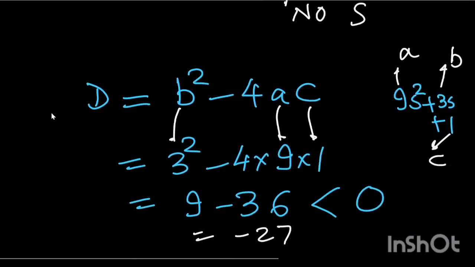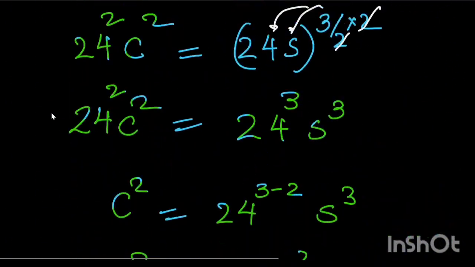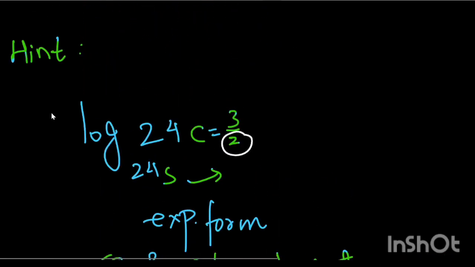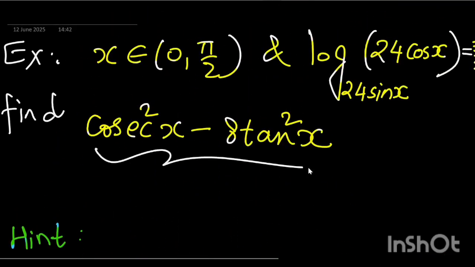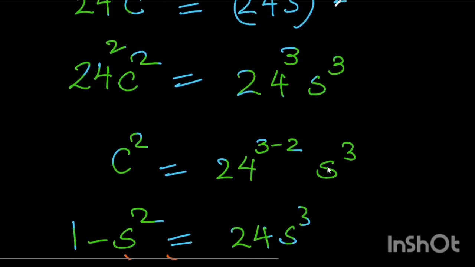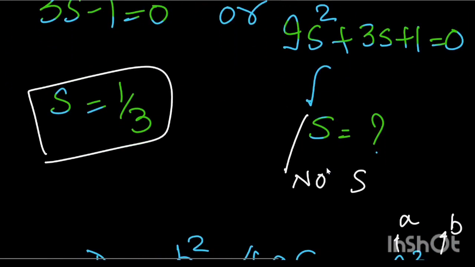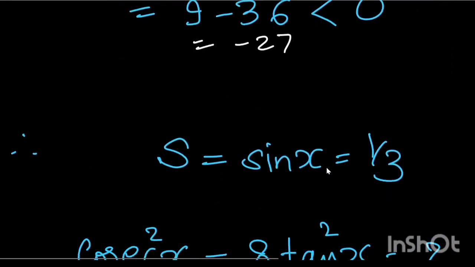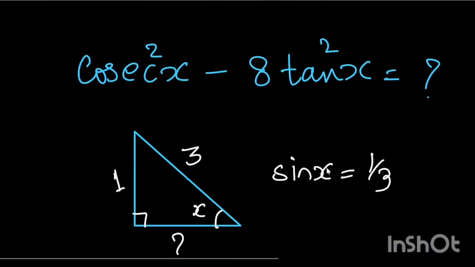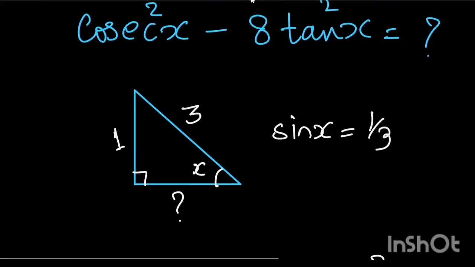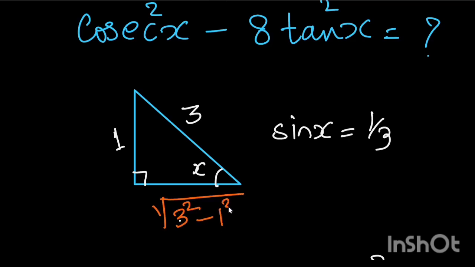So what do we need to do next for the other trigonometric ratios, guys, because we need to find cosec square x minus 8 tan square x? We will draw a triangle like this. The question mark, using Pythagoras theorem, is what, guys? This has to be under root of 3 square minus 1 square, which is 8, and root 8 is 2 root 2.